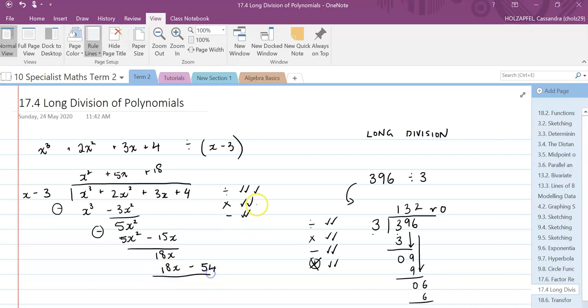Okay, so now that we've done our multiplication, let's subtract. 18x take 18x is 0. And then we're going to have 4 take away negative 54 to give me 58. So x will not fit into 58, so this is going to have a remainder of 58. So that would be our solution with a remainder of 58.